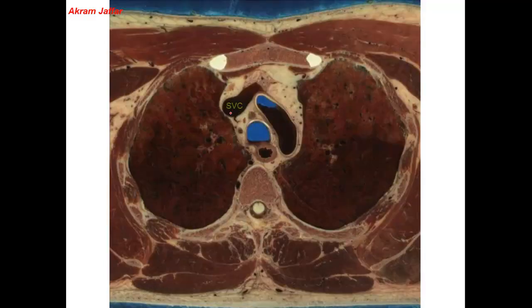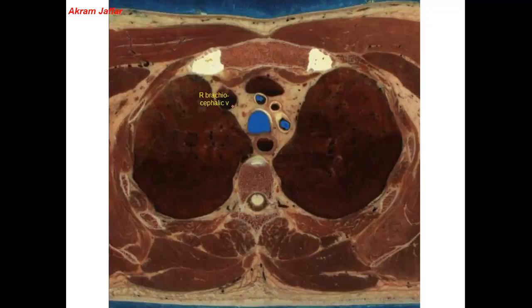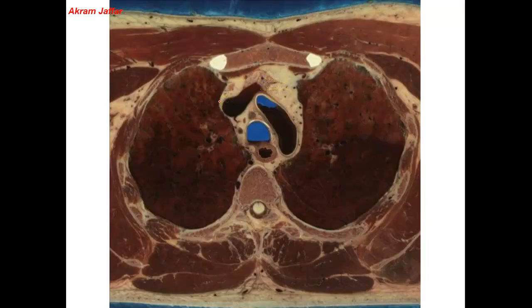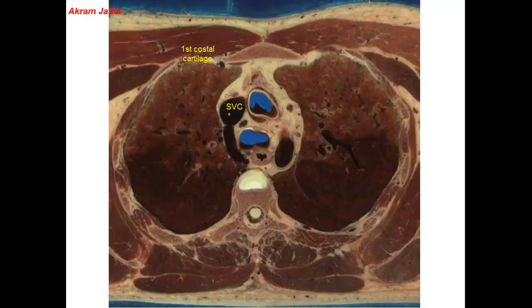This is again the superior vena cava at the site of its formation, at the level of its formation. And if I go a little bit up, this is the right brachiocephalic vein and left brachiocephalic vein. They have not joined together to form the superior vena cava. The superior vena cava forms at the level of the first costal cartilage, right first costal cartilage, and at the level of the transverse thoracic plane, it receives the arch of the azygous vein.